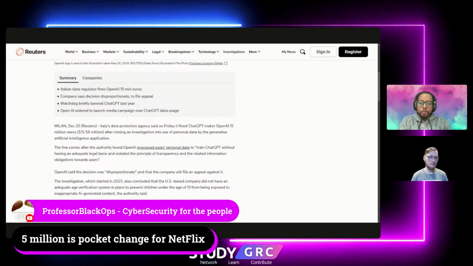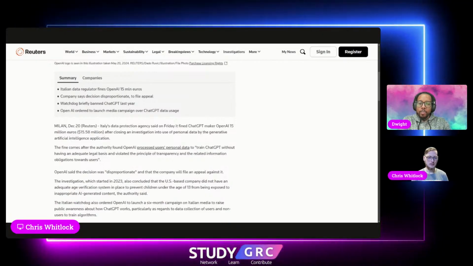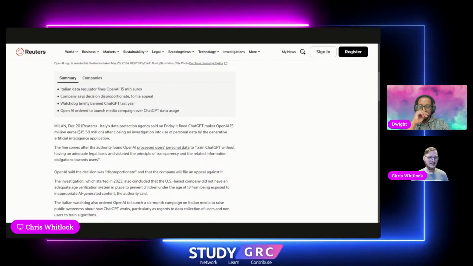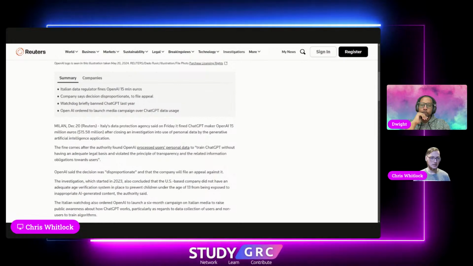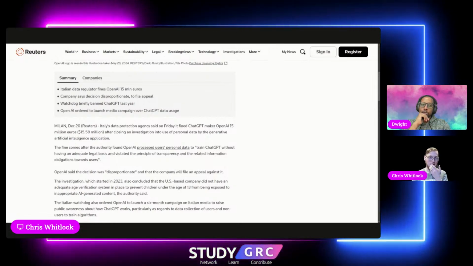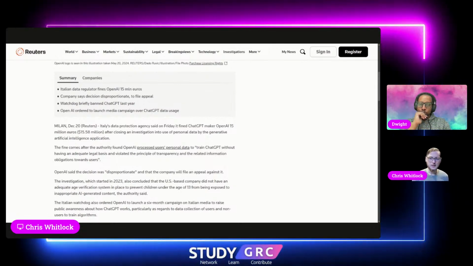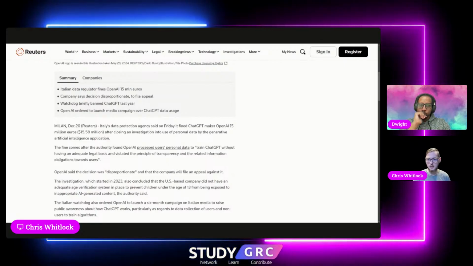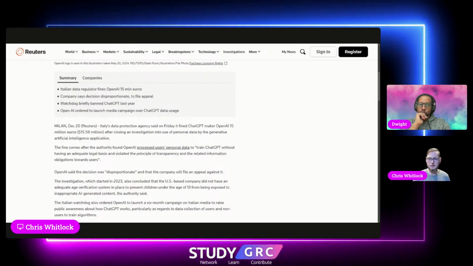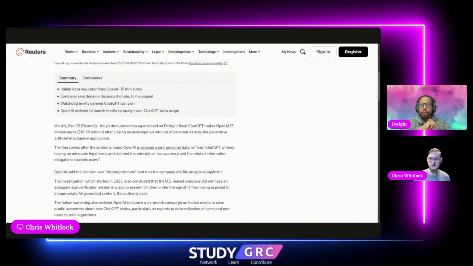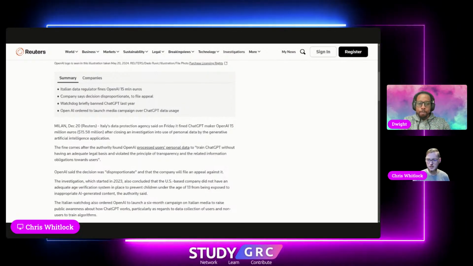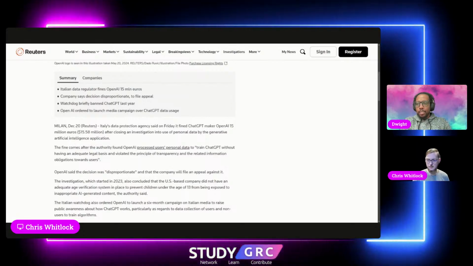PBO had mentioned 5 million is pocket change for Netflix on that first article we talked about. And I think the same thing could be said for the 15 million. I think it's 15 million euro. But yeah, still, what were their profits? But you also mentioned there is that 4% thing with the GDPR in particular. So there's a couple different things involved with that. Yeah, it's kind of relative.